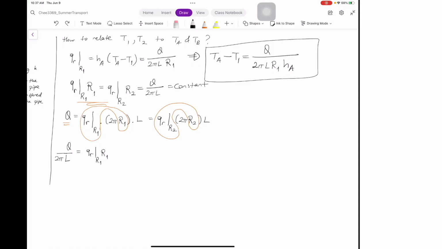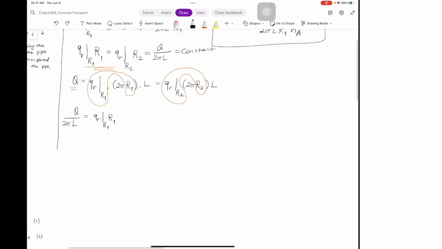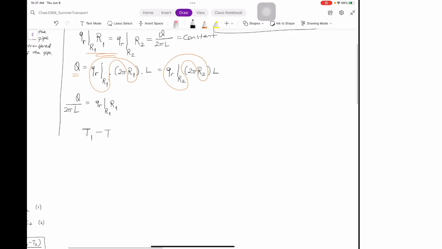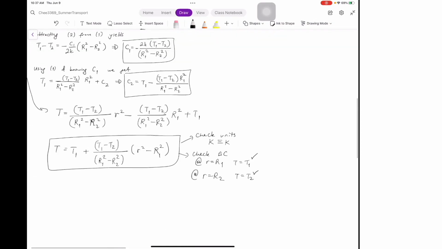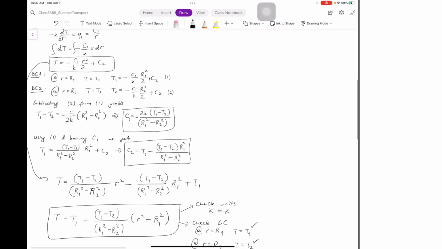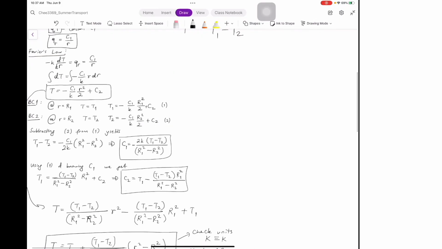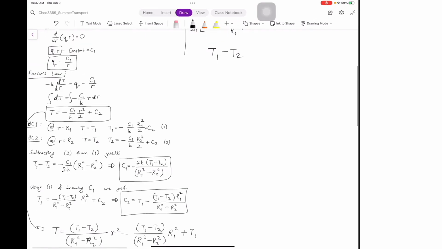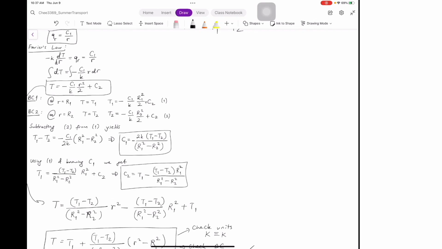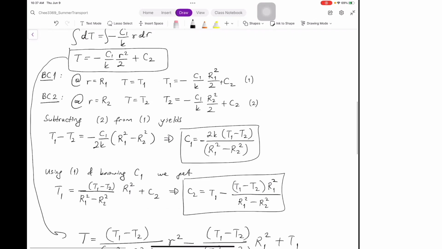Similarly, let's write down the T1 minus T2. Well, actually, we found the T1 minus T2, right, did we? Let's see. T1 minus T2. Yeah, okay, so here's the thing. So we're going to use the following. So we have the T1 minus T2 here, right?